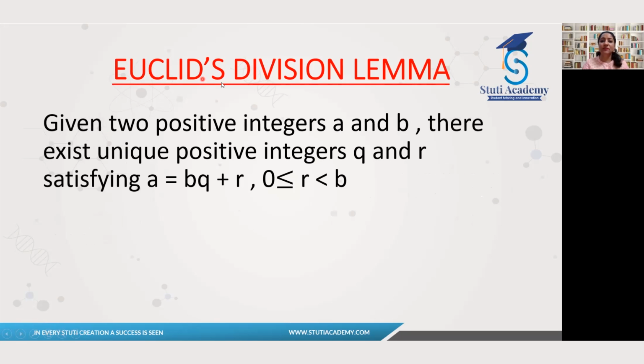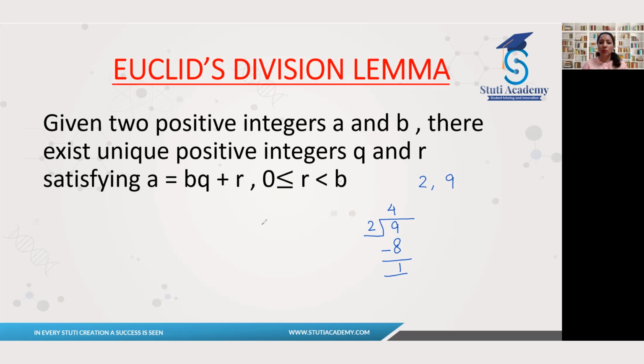Now comes Euclid's division lemma. Given two positive integers a and b, there exist unique positive integers q and r, satisfying a = bq + r, 0 ≤ r < b. Now this means, for example, if we have two numbers, let's say 2 and 9, and I'm dividing 9 by 2, we'll have 4 as the quotient here. 2 times 4 would be 8, and we'll be left with 1 as the remainder.